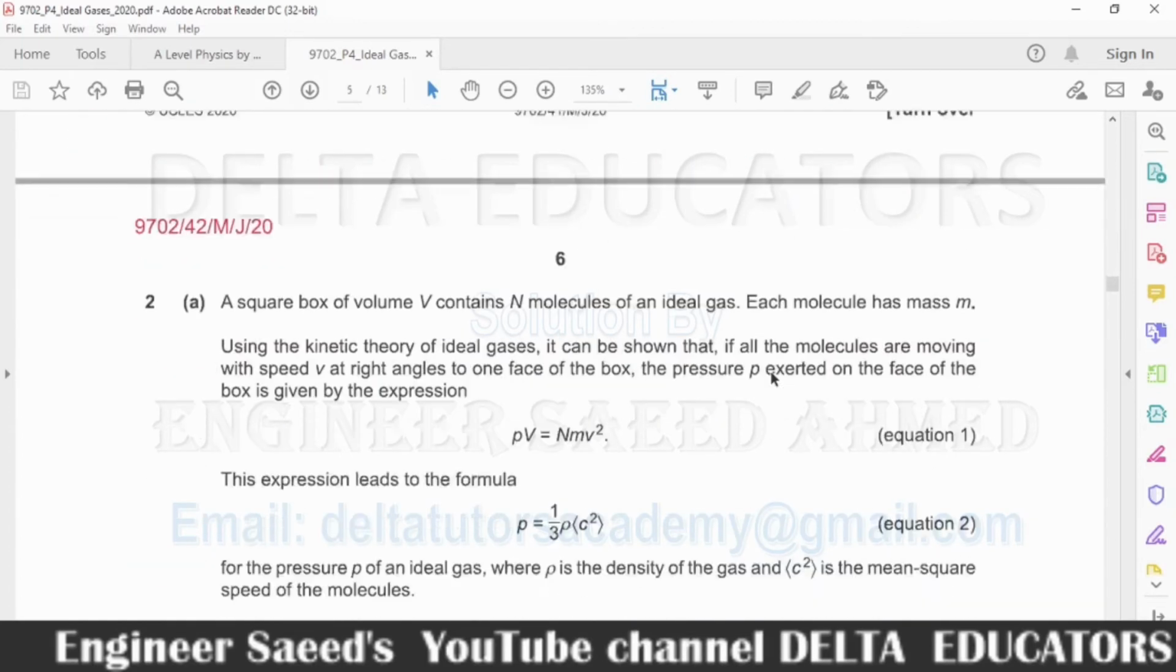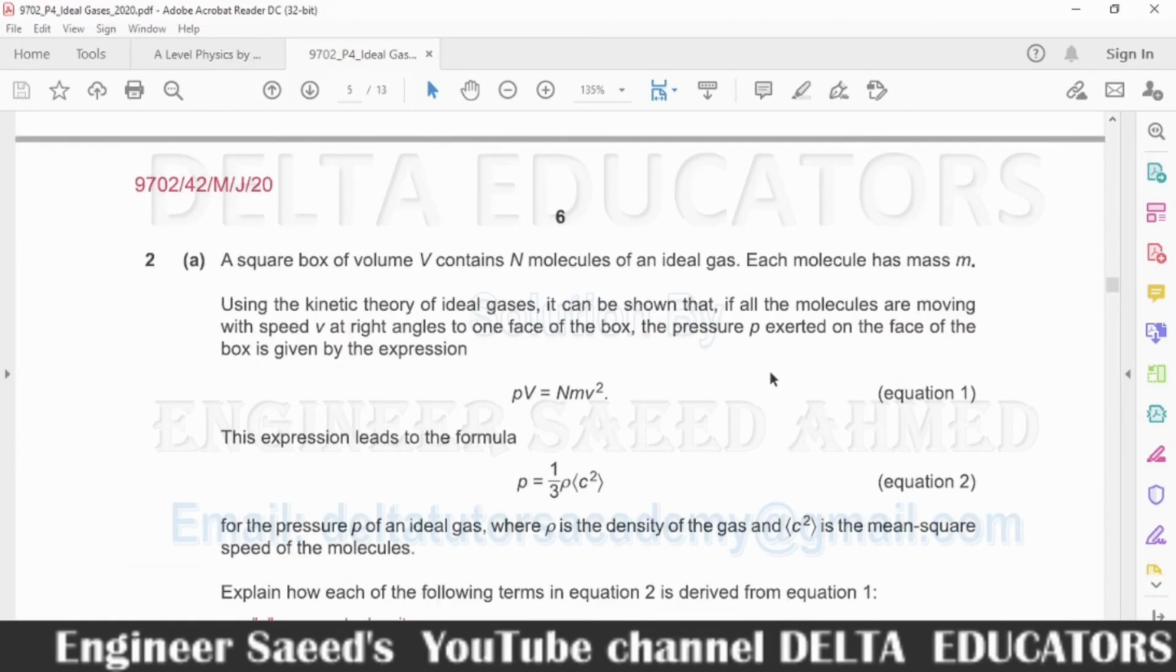Okay, next question. It is from paper 4 variant 2 of May-June 2020. Part A, a square box of volume V contains N molecules of an ideal gas. Each molecule has mass m. Using the kinetic theory of ideal gases, it can be shown that if all the molecules are moving with speed v at right angles to one face of the box, the pressure P exerted on the face of the box is given by the expression PV = Nmv².